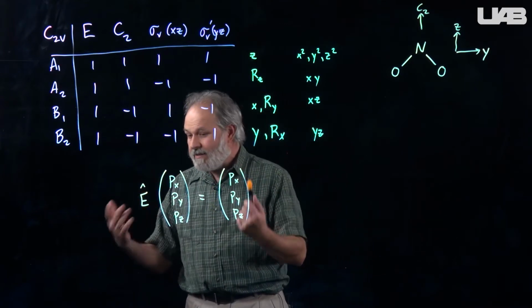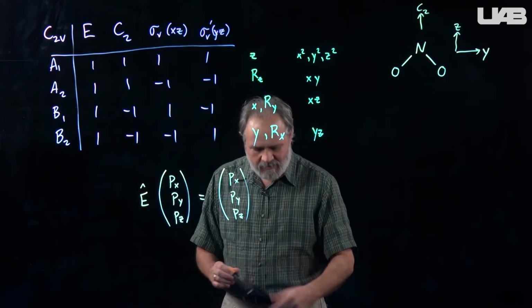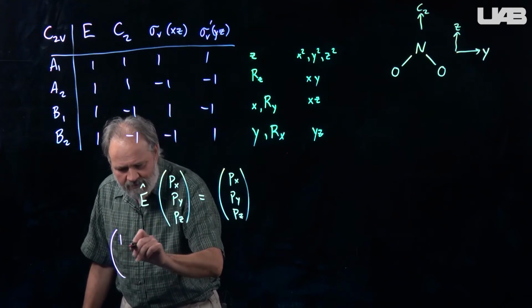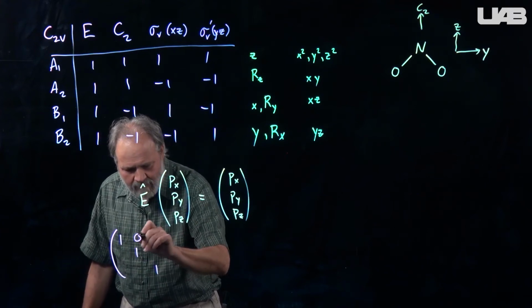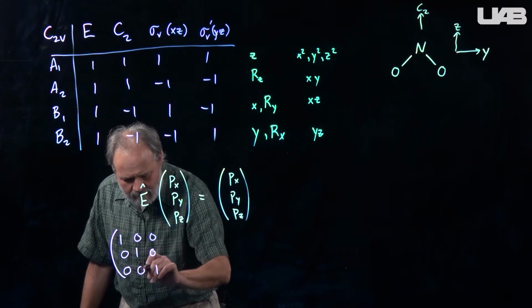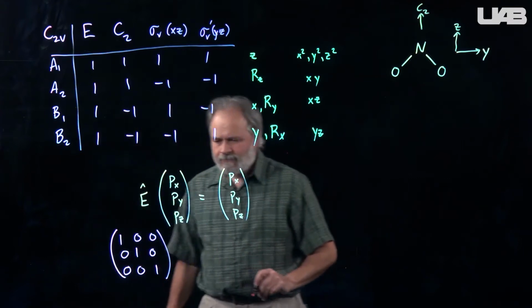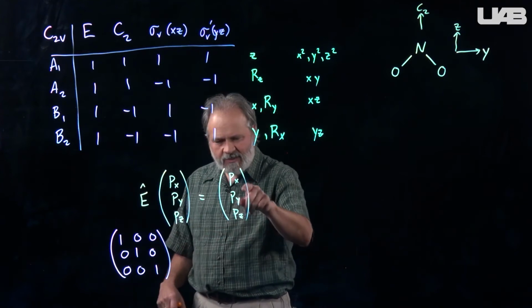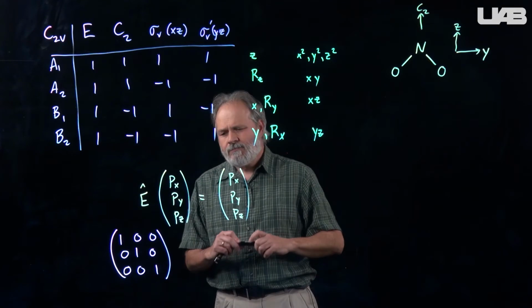And the answer is the identity matrix. So we're going to write down the identity matrix as a 3 by 3 matrix, like that. If we multiply this vector times this matrix, we'll get this thing back.